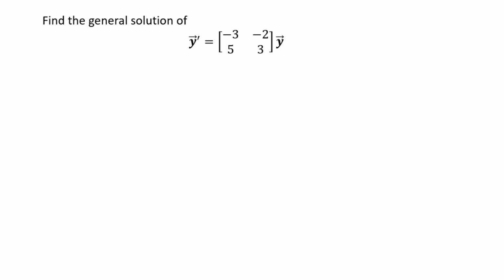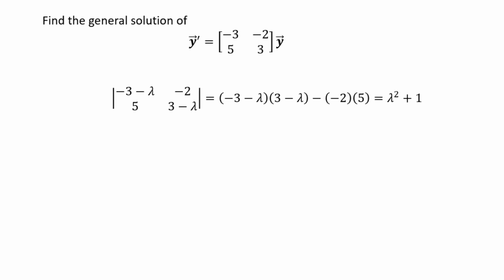Here's a system of differential equations written in matrix form. We have this eigenvalue equation, which is to subtract lambda off the diagonal and take the determinant. That gives you lambda squared plus 1, whose solution is plus or minus i.